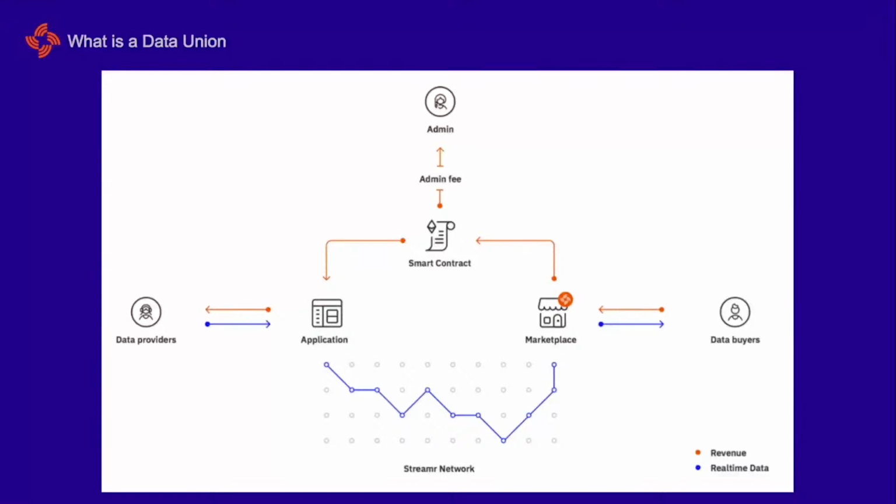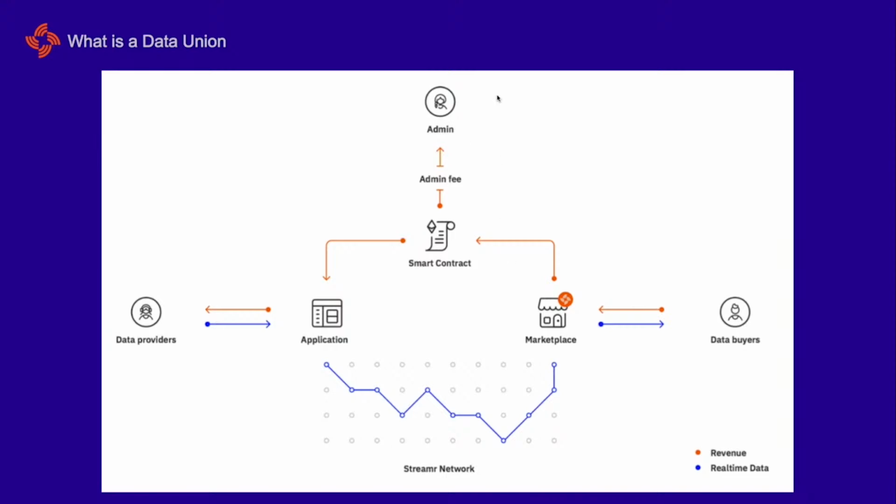What basically happens is that data providers interact with the end-user application, which is data union specific, like Swash, for example, and the rest of the components are part of the framework. The application pushes individual data points to the Streamr network. Buyers interact with the marketplace, where they can purchase access to the data content and afterwards start receiving it via the Streamr network. The payment goes to the data union smart contract, which keeps a record of each user's cumulative earnings and allows the tokens to be withdrawn.